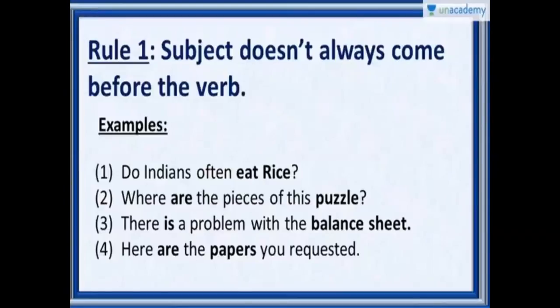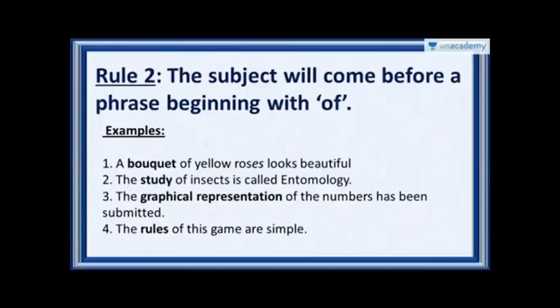Remember that. Subject can be anywhere in the sentence. Beginning, end, middle, before the verb or after the verb. But you should be taking out what is the subject. Now, the subject will come before a phrase beginning with of. A bouquet of flowers, the study of insects, the graphical representation of numbers, the rules of the game, right? Now, if you want to know where is the subject, it is very easy.